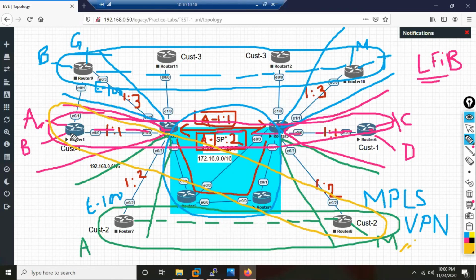How many colors? Let's try to understand using colors. On R1, how many colors do you see? Two colors, right? That means R1 would like to participate in more than one VPN. R8 also would now like to participate in more than one VPN. Originally, they have their own routes and want to access their own servers. Now, they want to access what? Servers of some other customer.